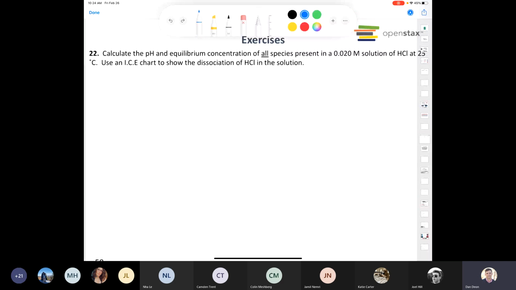Question 22. It says, calculate the pH and equilibrium concentration of all species present in a 0.020 molar solution of HCl at 25 degrees Celsius. Use an ICE table or an ICE chart to show the dissociation of the HCl in solution. So follow me here. I'm not going to take a lot of time on this one because it's a strong acid.